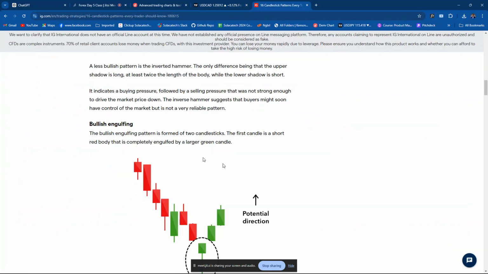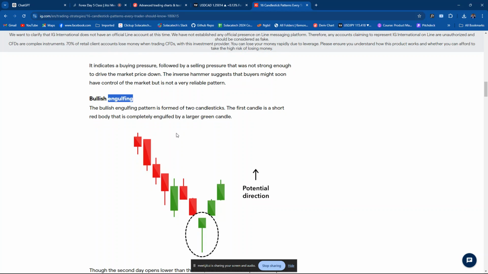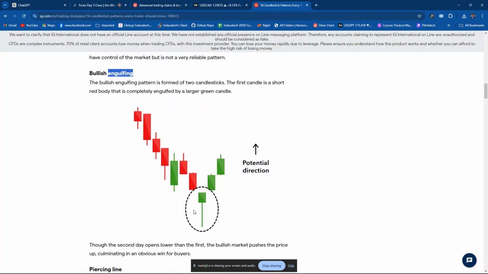Now let's move on. We have the engulfing candle. This is a rally move. So now they said the bullish engulfing candle is formed of two candlesticks. The first candle is a short red body that is completely engulfed by a larger green candle. So this is an example. Three candles constitute an engulfing candle, not just one candle. I used to make this mistake. Three candles make up an engulfing candle.